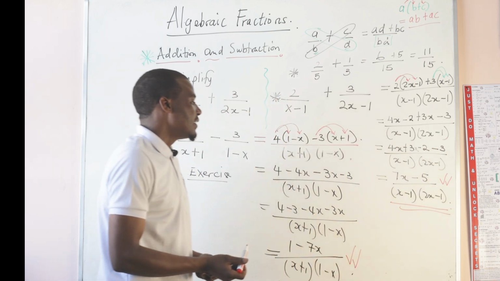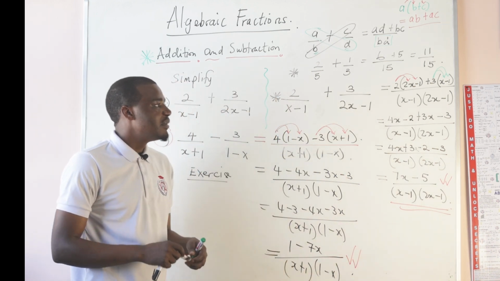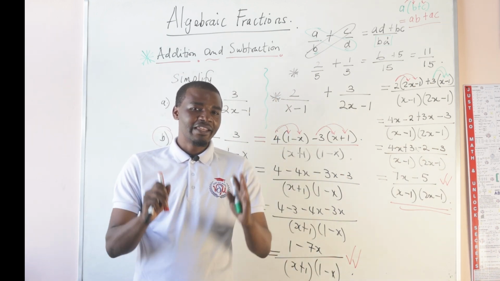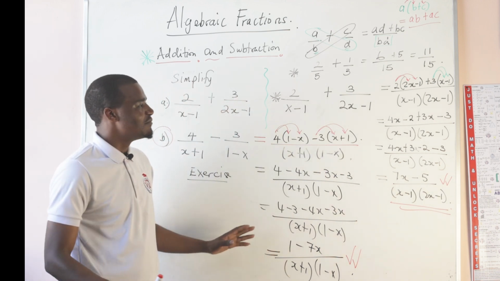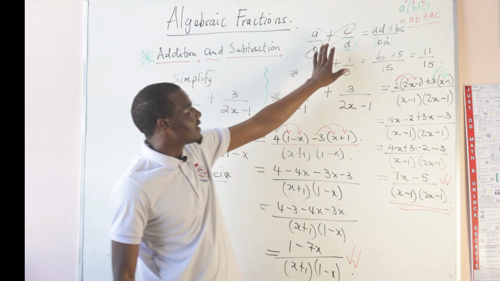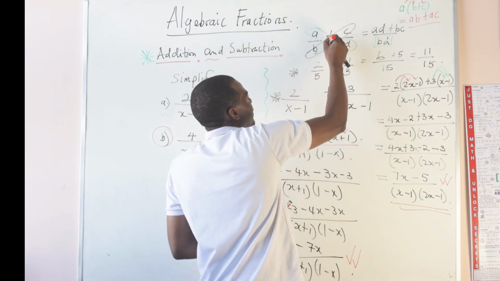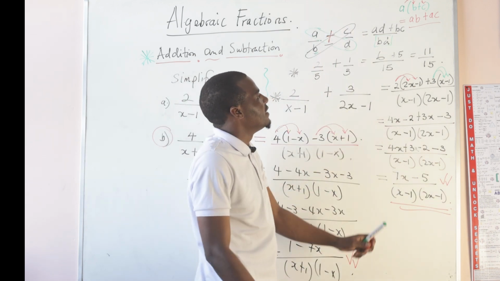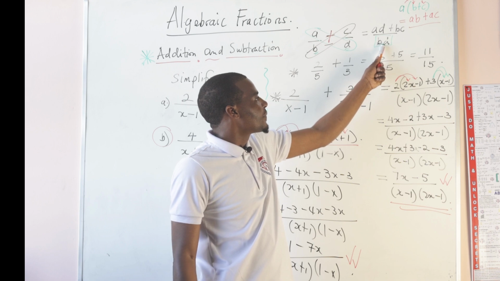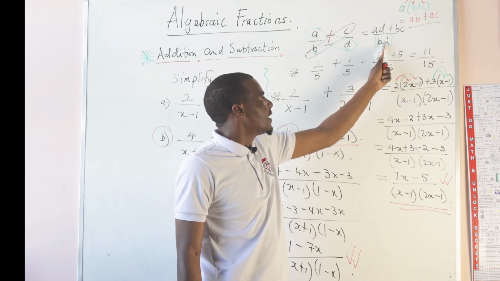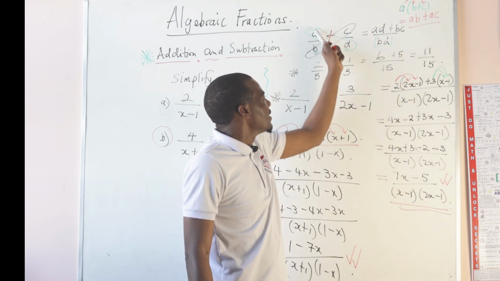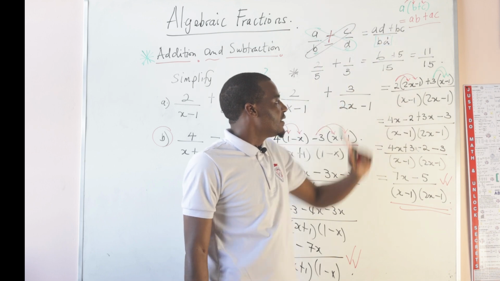So yes, this is how we simplify algebraic fractions. It's very simple and straightforward. Please take this concept into consideration. A over b, whether you are adding or you are subtracting with c over d, get the common denominator, right, by simply multiplying these terms, and then on the top here simply do cross multiplication, and then you are done.